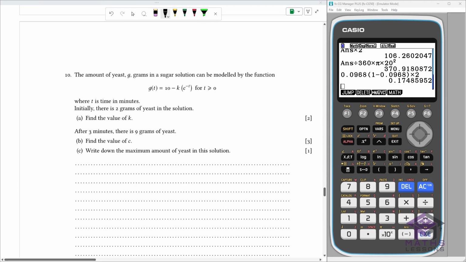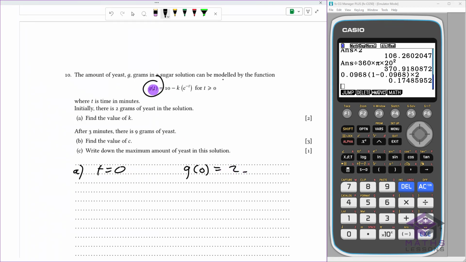Okay, moving on to question 10, and what we have here is this function, which is an exponential function. It's got c to the minus t, so it's not an e to the minus t, it's a c to the minus t. And we're told initially there's 2 grams of yeast in the solution, find the value of k. So initially is when t equals 0. So part A, you've got t equals 0, and we know the value is 2. Now this g of t, so g of naught, is saying g of naught is equal to 2.